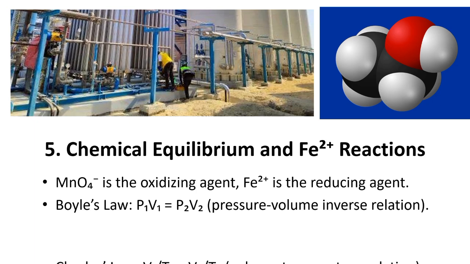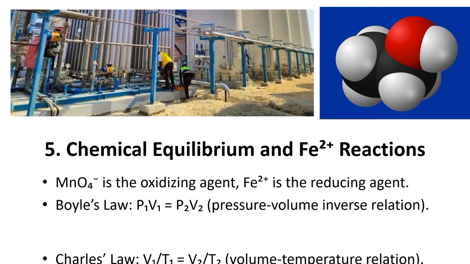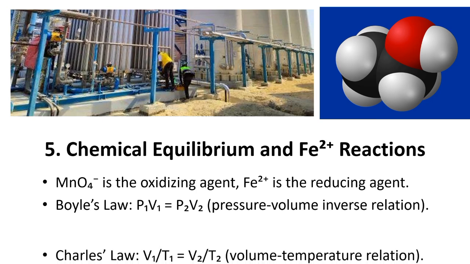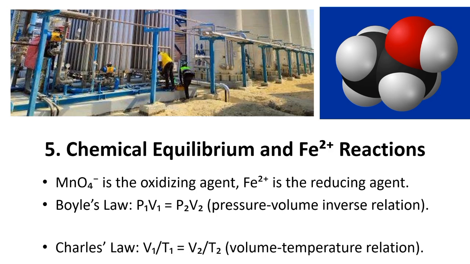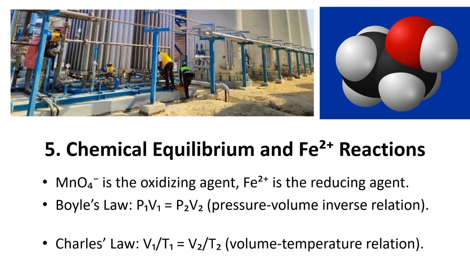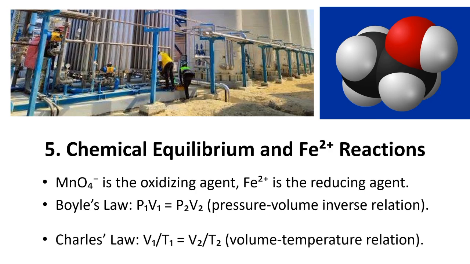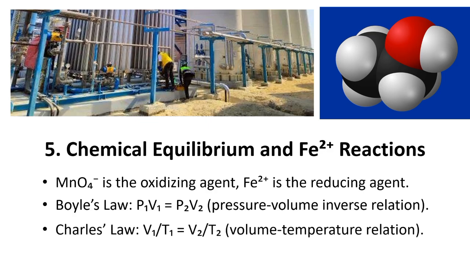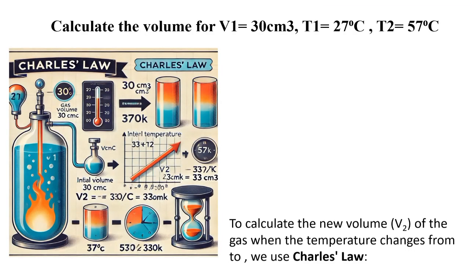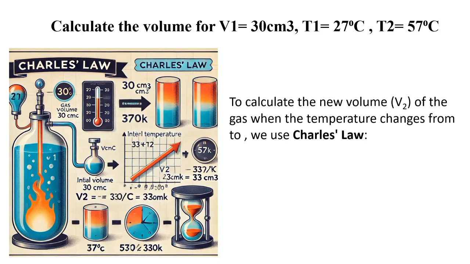Some gas laws to consider. Boyle's law states that at constant temperature, the pressure and volume of a gas are inversely proportional. Charles' law asserts that at constant pressure, gas volume increases with temperature. An example can be if a gas at 30 cubic centimeters and 27 degrees Celsius is heated to 57 degrees Celsius.